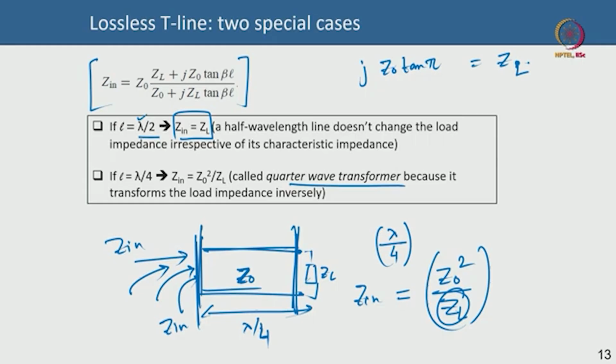You can use transmission lines of certain lengths to transform the impedance. For example, a half wavelength line will not change the impedance, whereas a quarter wavelength line will transform the load impedance inversely. So the length of the transmission line is a very interesting engineering tool that you have in microwave circuit design. With that, we will conclude today's lecture.